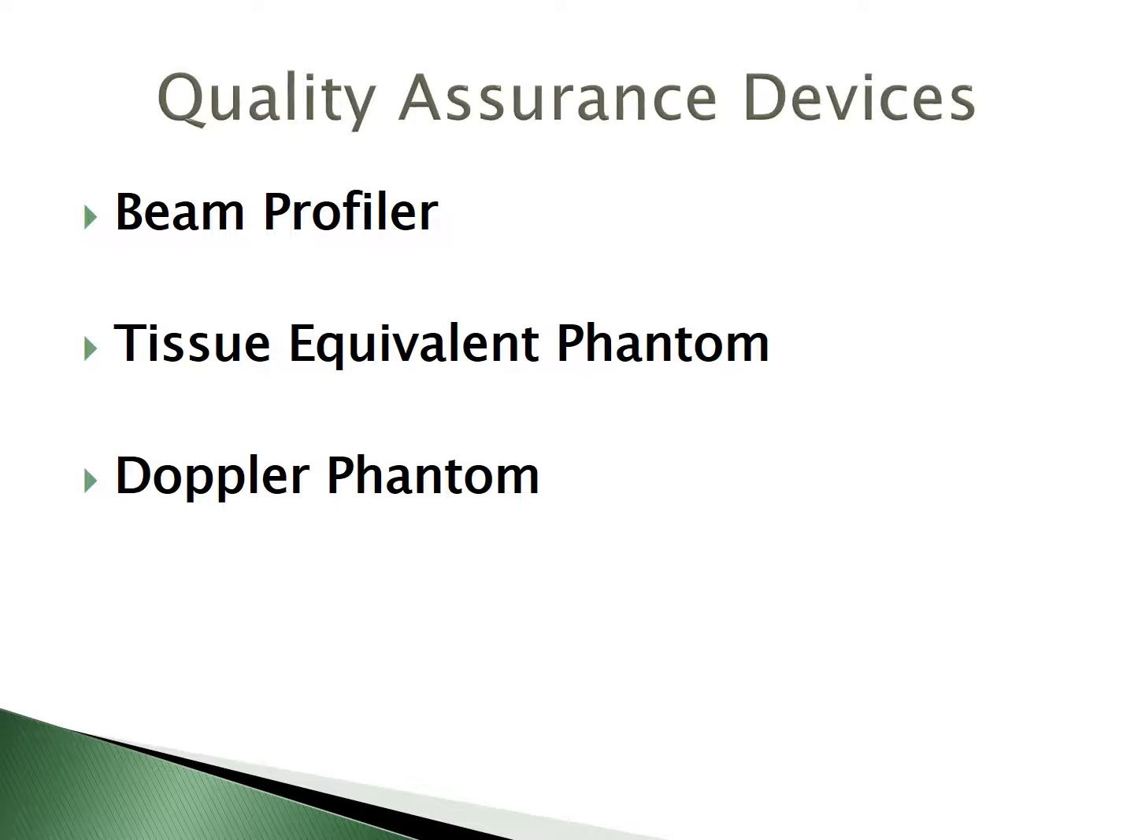So when we talk about wanting to have the same settings when we are doing our quality assurance program, we are typically going to use some phantoms or other devices to help us maintain the same settings from each quality assurance check-in. So we use beam profilers, tissue equivalent phantoms, and Doppler phantoms to test the machine.